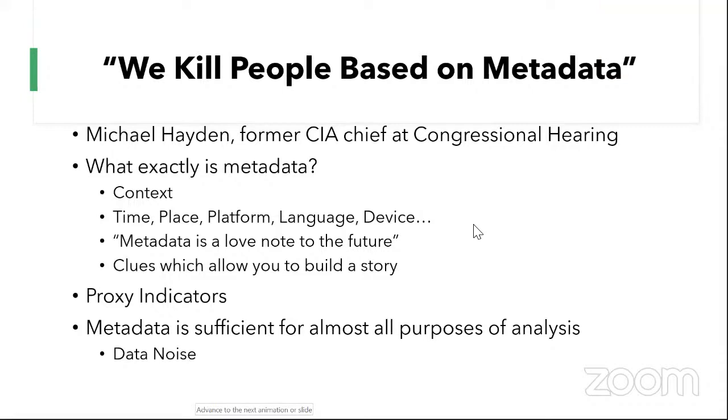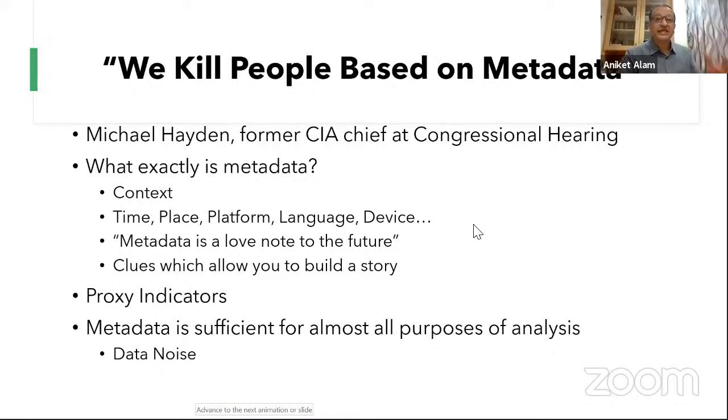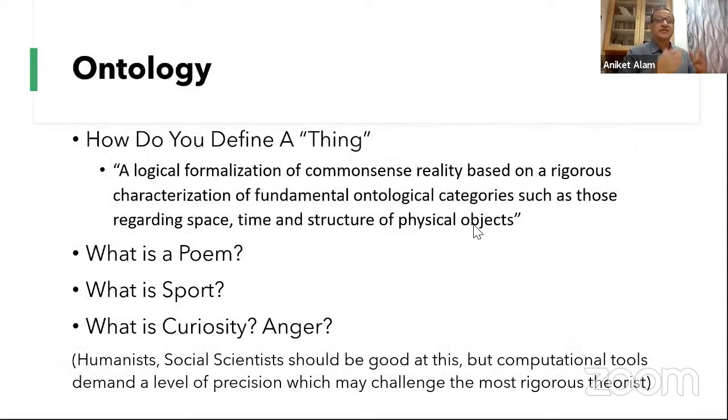So that's what I was saying, that now you have these tools. So this is the thing. Now, why is metadata so important? Because through metadata, computer scientists do what they call ontology. How do you define a thing?